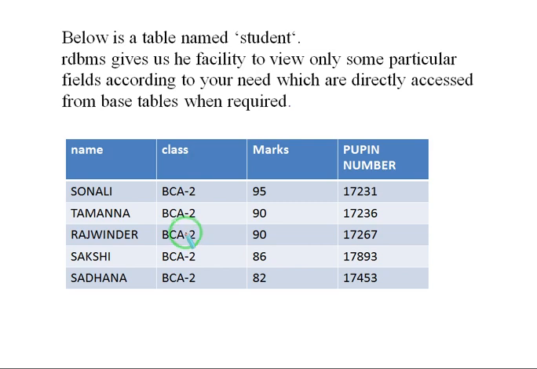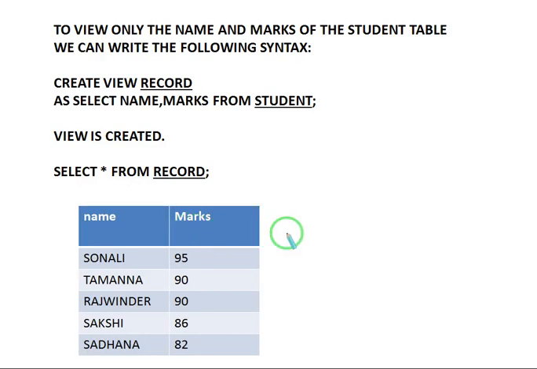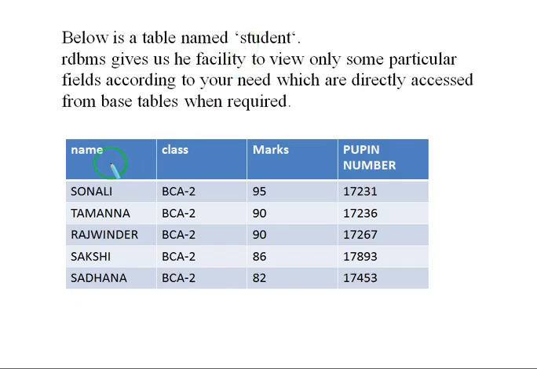So it enhances the security for the database management system. So use of view is a very good idea in an RDBMS. See, in this way, to view only the name and marks. So this is the original table having name, class, marks, and pin number, right?